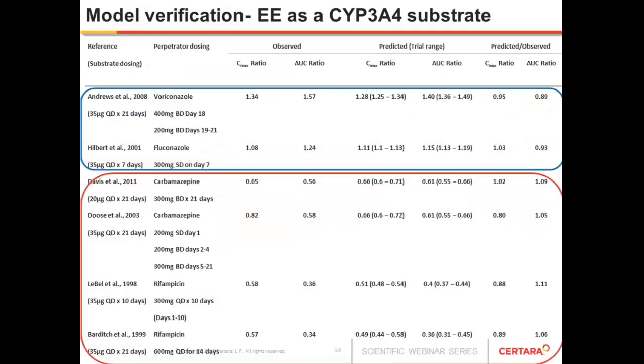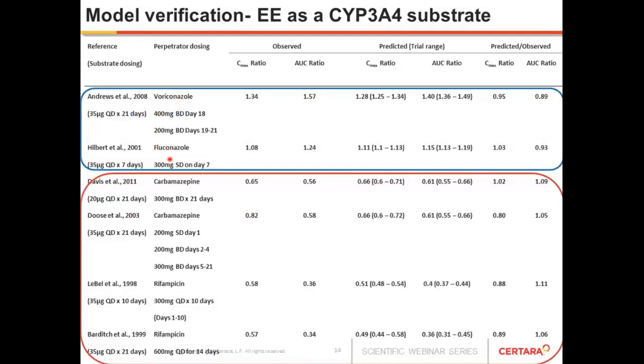Now, this slide is a bit busy, but it's a summary of all the clinical studies that we simulated to verify our model. The clinical studies that are shown in blue are the studies that were run with inhibitors of CYPs. So voriconazole here is a potent inhibitor of CYP3A4, but it also inhibits 2C9. Fluconazole is a potent inhibitor of 2C9, but also inhibits CYP3A4.